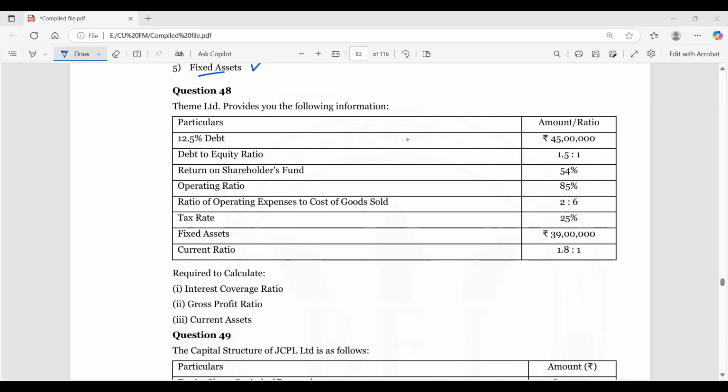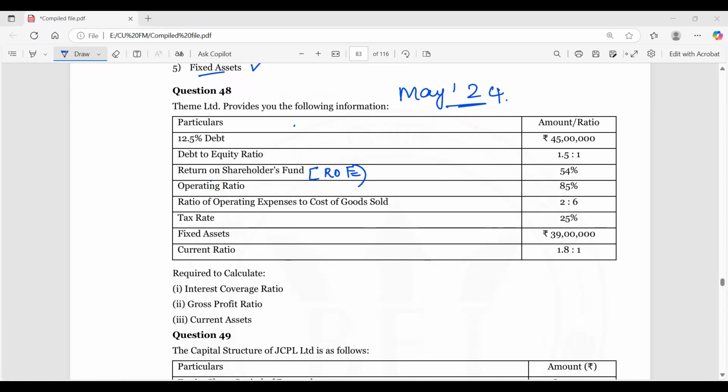Then question number 48, recently tested question from May 2024. Slightly difficult, so listen. They have given that Team Limited provides you the following information. 12.5% debt, which is 45 lakh. Debt to equity ratio is 1.5:1. Return on shareholders fund is 54%, which is nothing but return on equity.